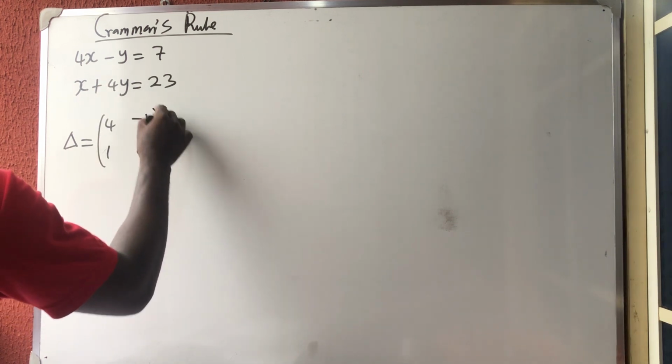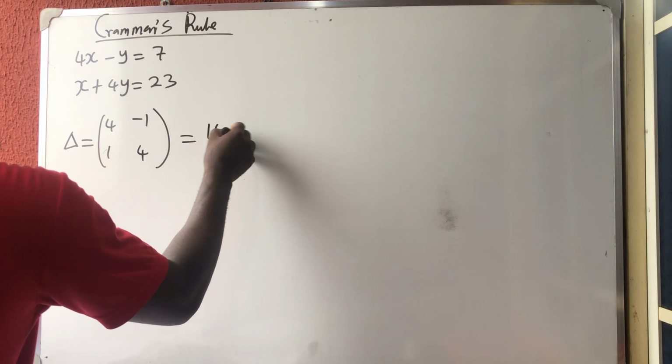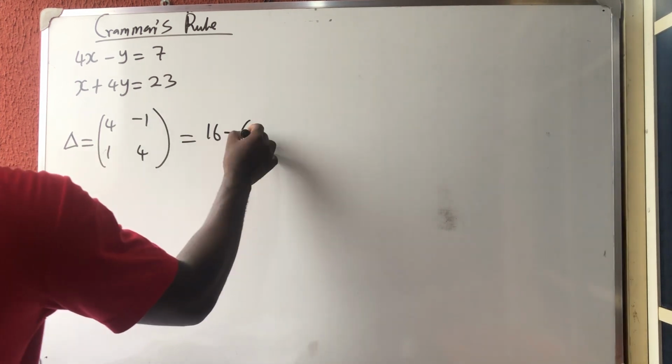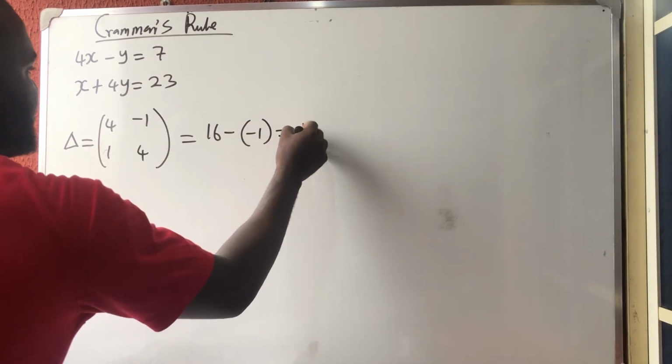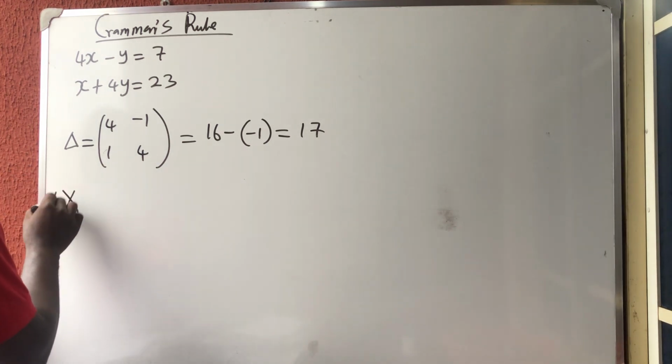So get the determinant. The determinant is left, right? This time this 16 minus into this time this minus 1. So both of them is giving me 17. So the next thing you need to get is change in x.